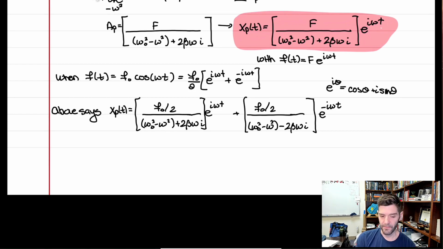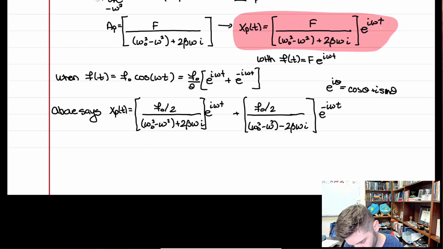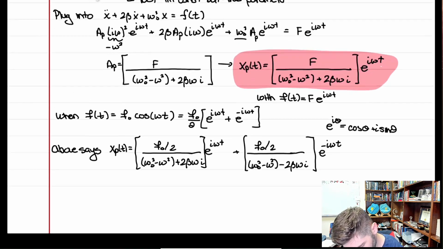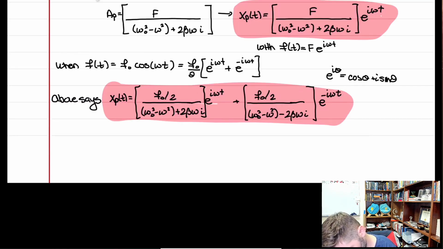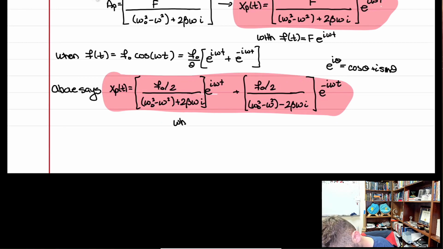And so I know then, for when the right-hand side is just f naught times cosine, that this big old mess is also a particular solution. So let's see if I highlighted this. That is the solution when f sub t is f naught cosine of omega t.